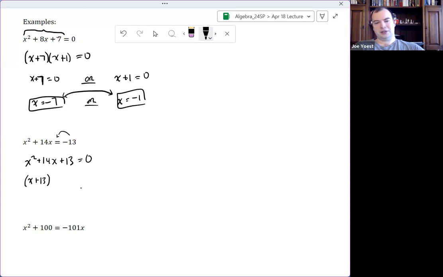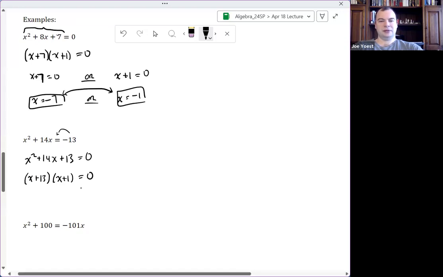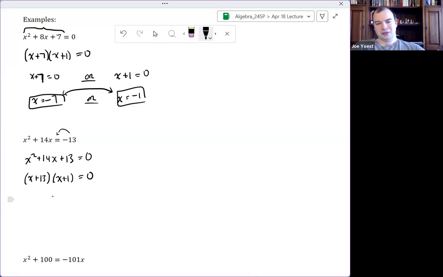This factors as x plus 13 times x plus 1 equals 0. And again, now I have the product of two factors equals 0. So that tells me either the first factor is 0 or the second factor is 0. Or in other words, x equals -13 or x equals -1.